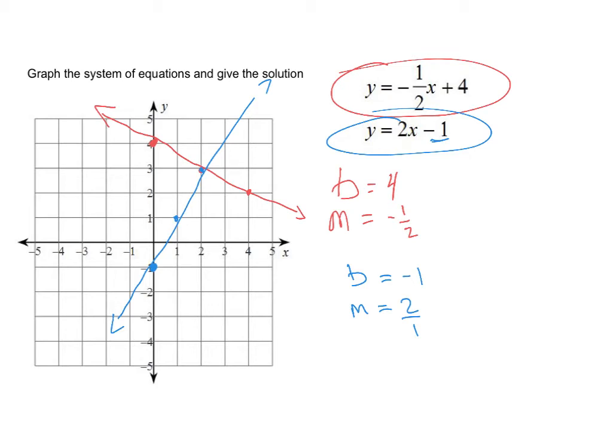Now, in order to actually answer the question about systems, we need to find the solution. And the solution is that point of intersection where the two lines cross each other. So the solution to this system would be (2, 3).